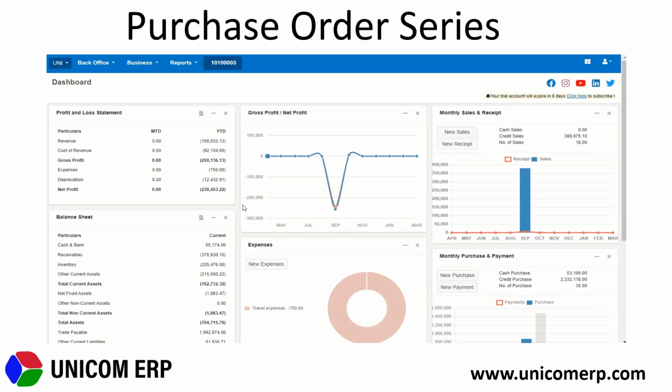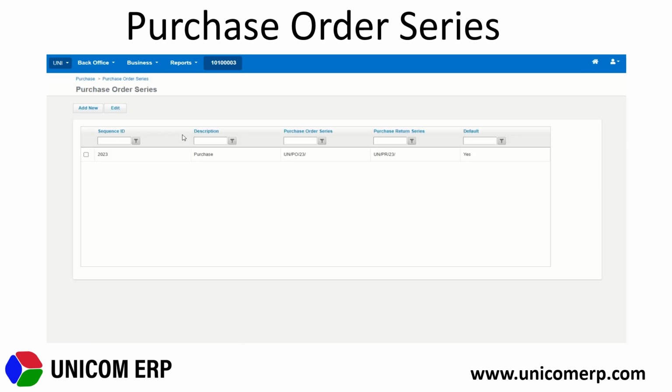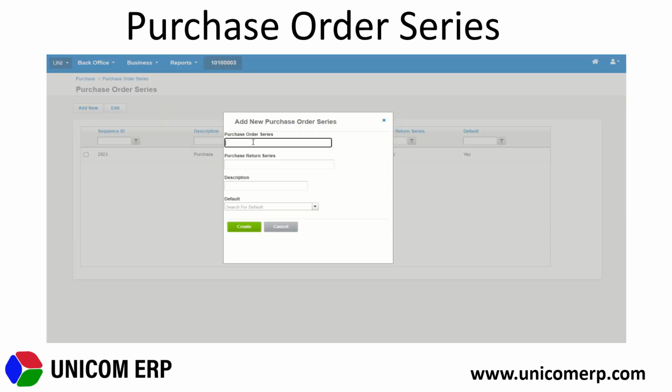We can define the prefix of a purchase invoice number with the help of Purchase Order Series. The Purchase Order Series setup screen can be reached through the Back Office, Document Series, Purchase Order Series menu option. Press the Add New button to create a new series. A Purchase Order or Purchase Return Series can contain alphabets, numerals, or special characters, such as hyphen or forward slash, and any combination thereof, unique for a financial year.